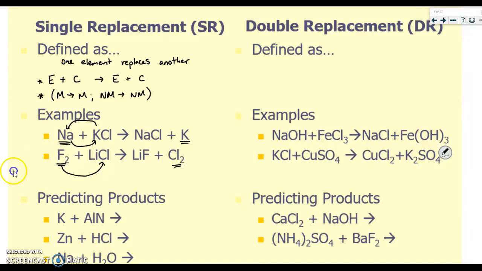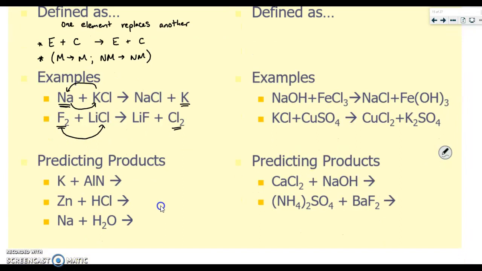H usually acts as if it's a metal. It is a cation when it's in acid form. So H is going to be a positive charge. For the predicted product examples, you would need to know that zinc has a +2 charge. That'll be helpful. Let's do the first one together.